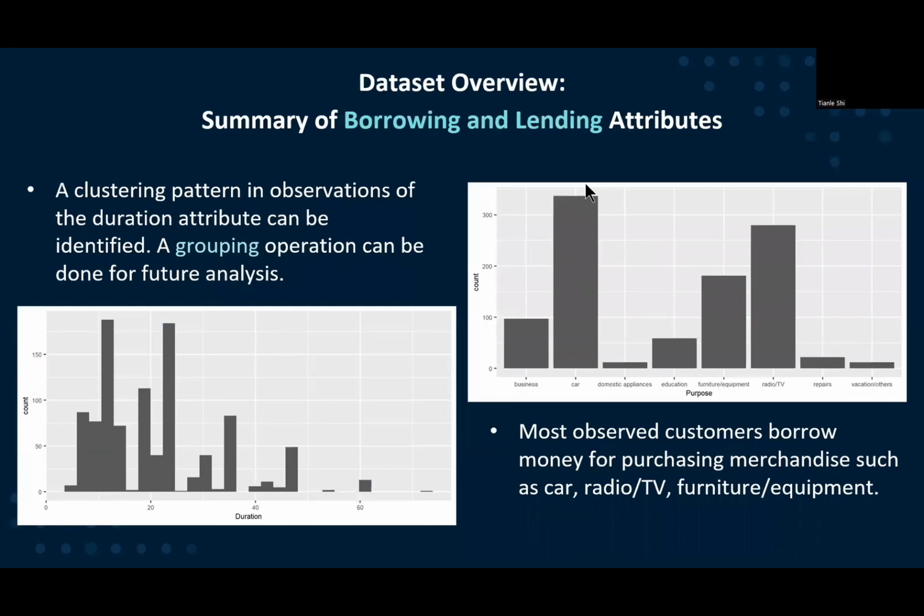This is a summary of borrowing and lending attributes. We can see that in the duration attribute, there is a clustering pattern, and most observed customers borrow money for purchasing merchandise.